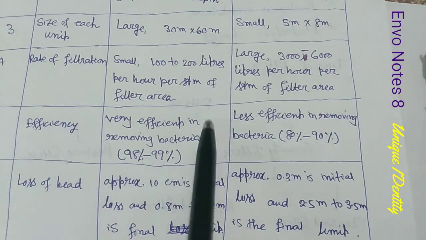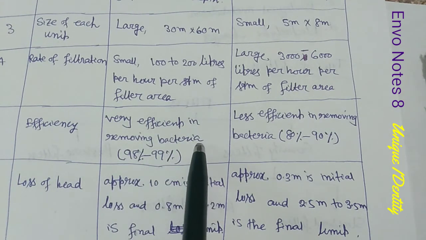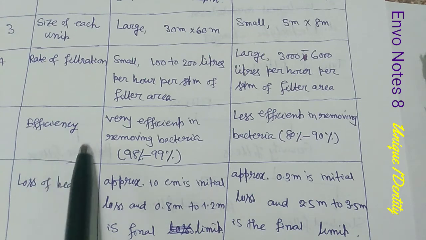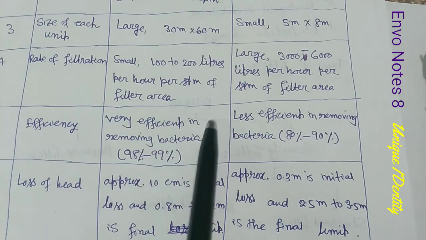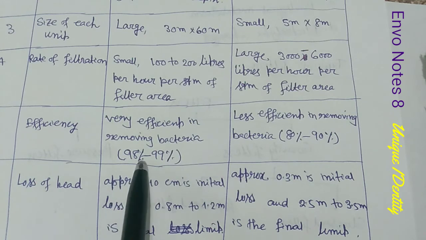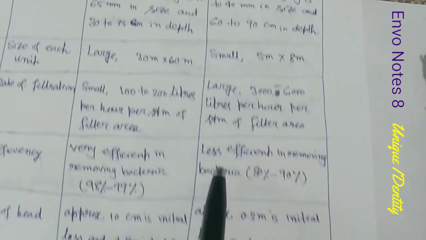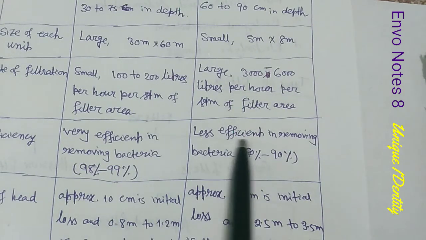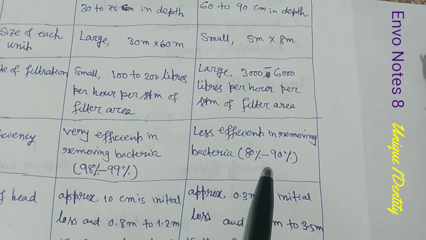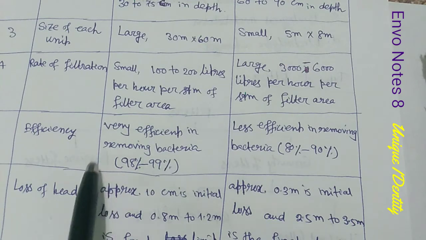Efficiency. Very efficient in removing bacteria. Mind it, and very important, slow sand filter is very efficient in removing bacteria, 98% to 99%. Just note it down, please. And rapid sand filter is less efficient in removing bacteria, that is 80% to 90%. So this is very important.